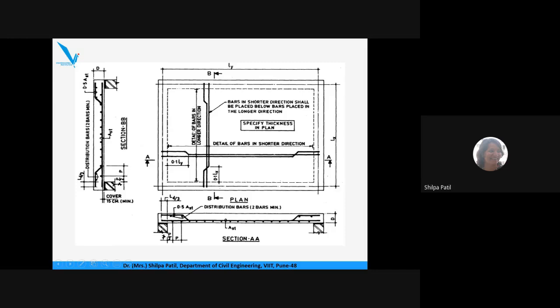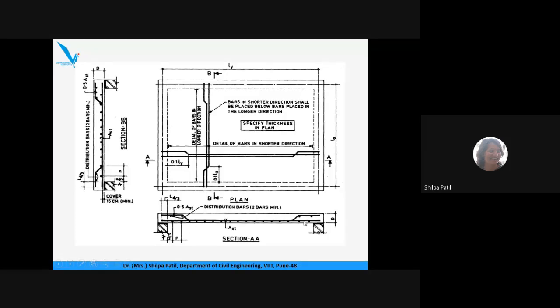Now the distances at which the bars should be bent are already given, 0.1 Lx and 0.1 Ly, and in this particular box you are required to specify the thickness of the slab. There are two depths, dx and dy; the larger one is to be specified in this box. Now this is the cross section along the y direction.